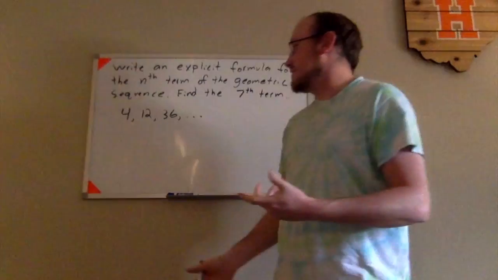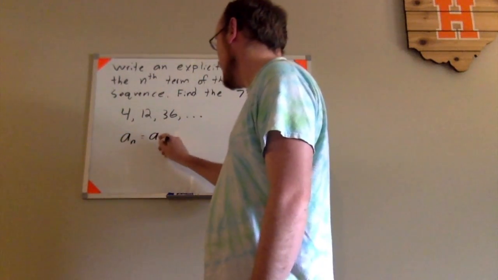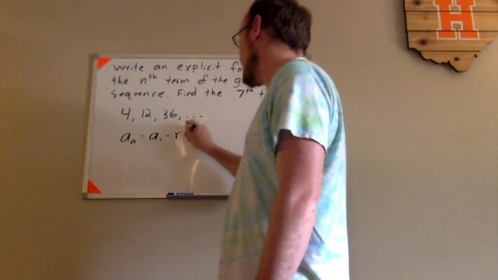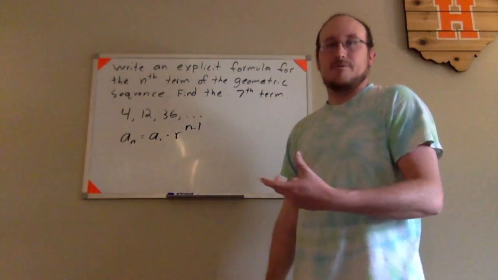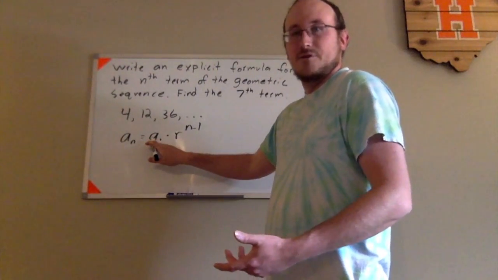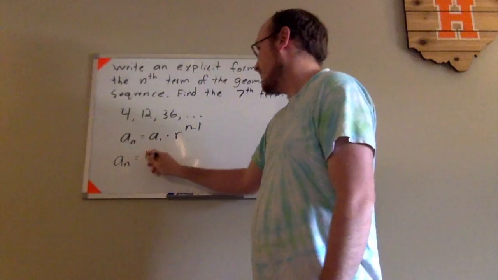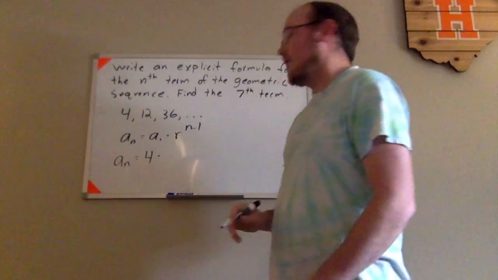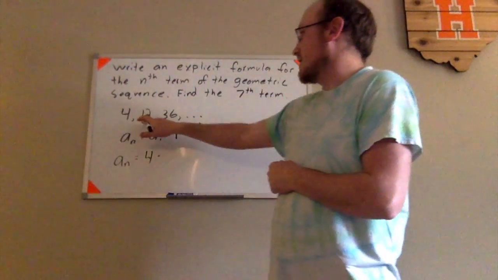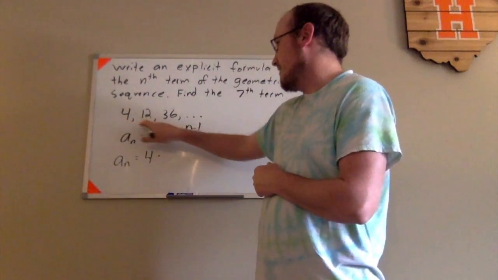To be able to do that, remember a sub n is equal to a sub 1 times r to the n minus 1 power. That will be our formula for writing our explicit formula. We need a sub 1, the first term, which we have. So a sub n is equal to 4 times r, the common ratio, which is 3. I'm multiplying by 3 to go from one term to the next.